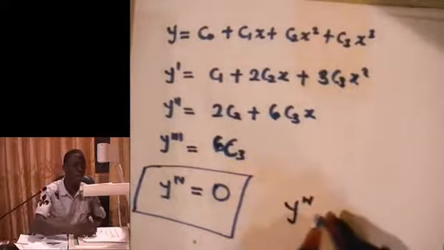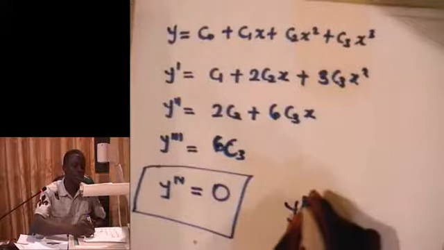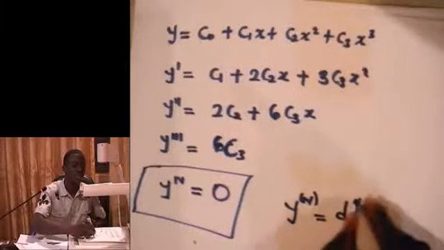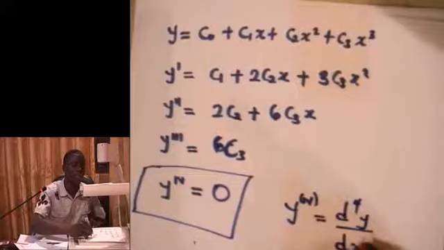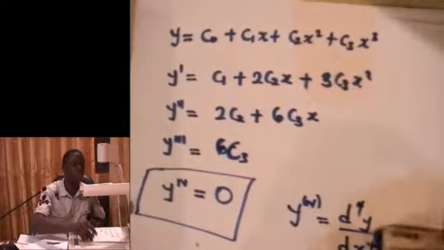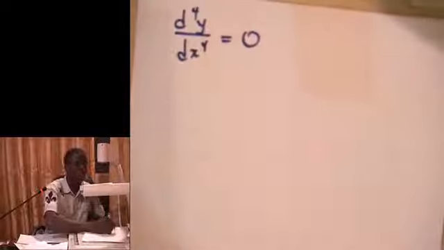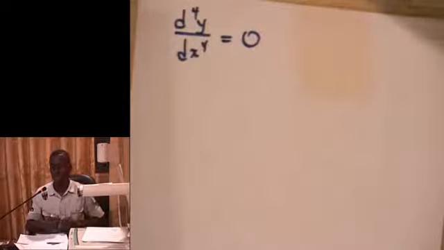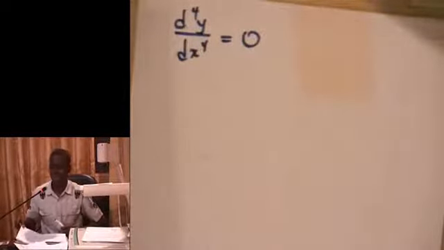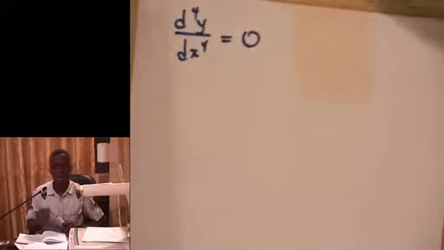So y IV is the same as d^4y/dx^4. So the differential equation is basically d^4y/dx^4 equals 0. I hope this is well understood. Let's look at another example.